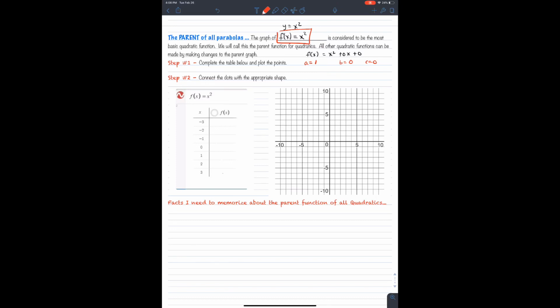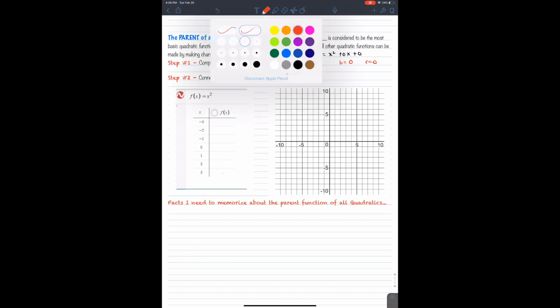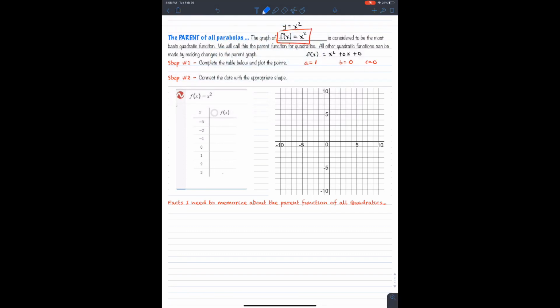So the first thing we want to do is to complete the table to create the graph. Now we know it should be a U-shape, but we want to be able to make sure we can do these by hand rather than just using a calculator. So if my input value is x, they want me to put that x value into the function. So if I input -3 in for x, what I have to do to get the output is I need to take that x value and square it. So -3 times -3 is positive 9. So we have the point -3, positive 9.